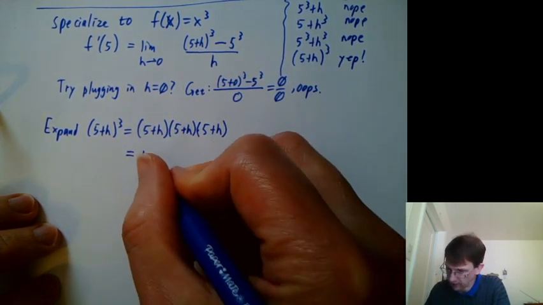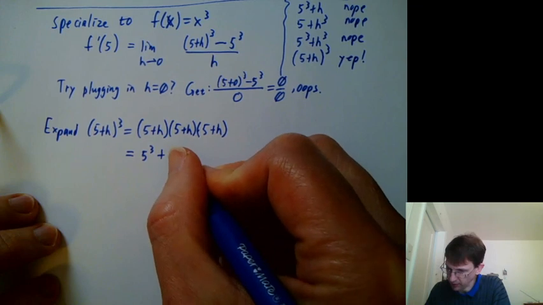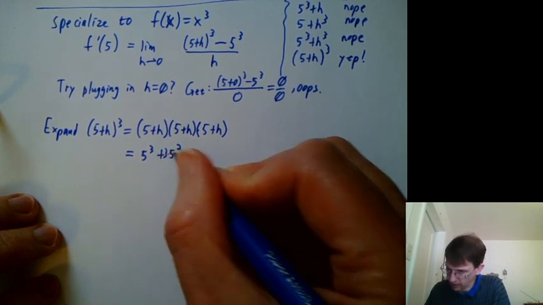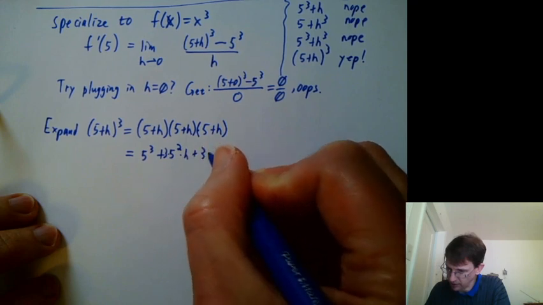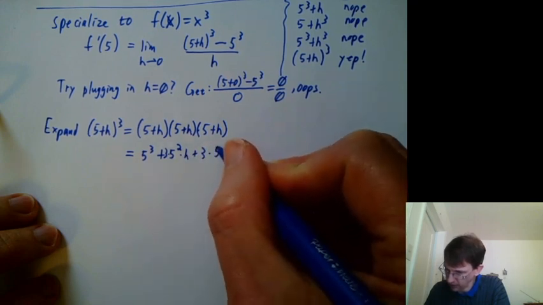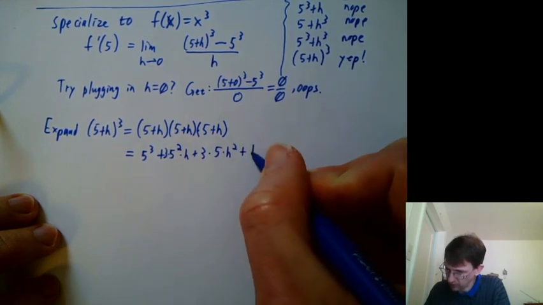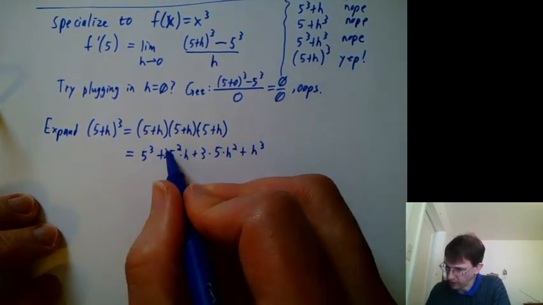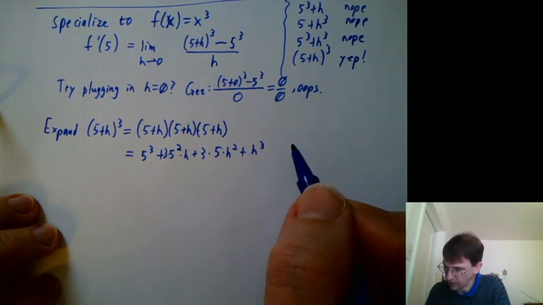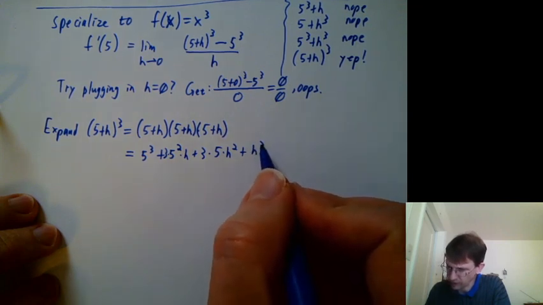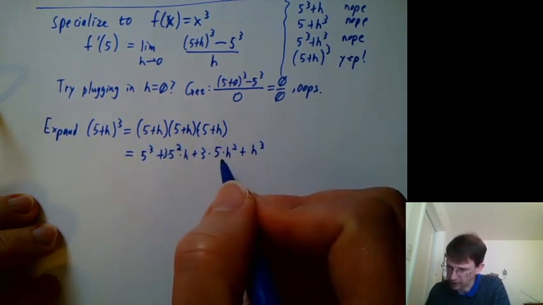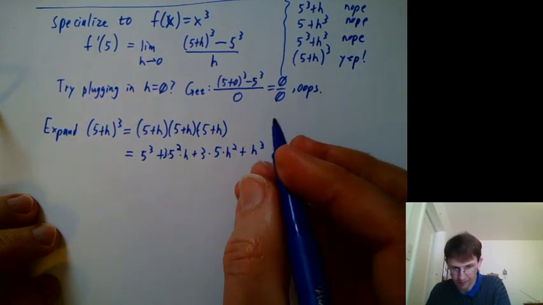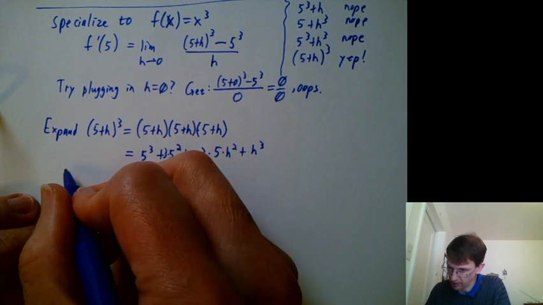And we get 5^3 + 3 times 5^2 times h + 3 times 5 times h^2 + h^3. You might remember a pattern of coefficients like 1, 3, 3, 1 from Pascal's triangle. This is basically the only time we're going to have to expand that. So if you want to fill in all those steps, you can, but it's not a big deal. So we've got that expanded.